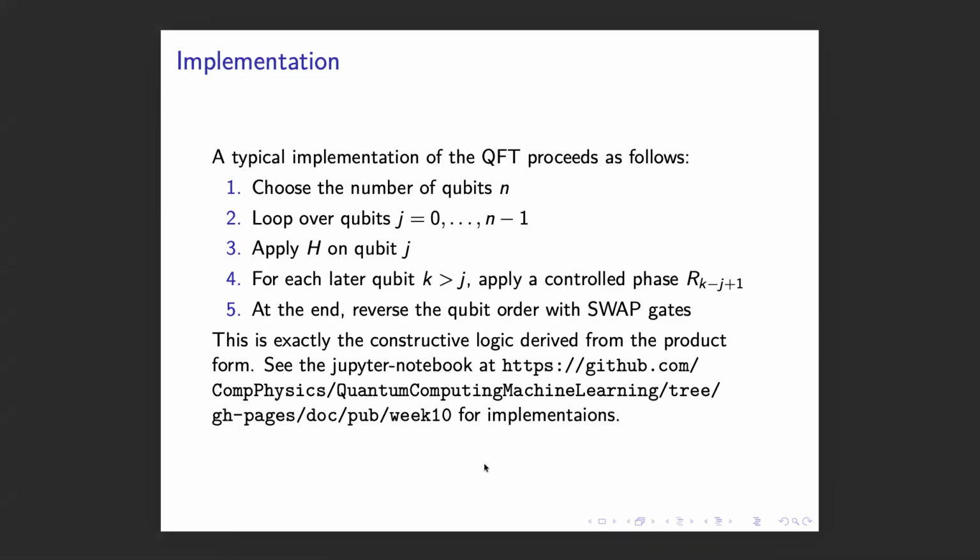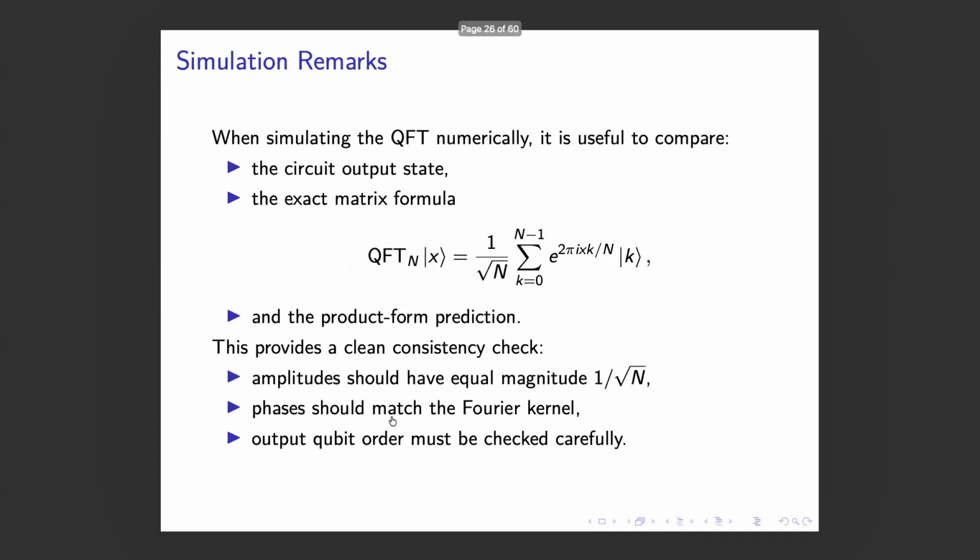A typical implementation: you choose a number of qubits, you loop over the qubits, you apply H on qubit j, and for each later qubit k larger than j, you apply a controlled phase gate, and at the end you reverse the qubits. And this is actually what we have. This kind of logic is the one which is implemented in these notebooks here. So take a look at them for implementations. In case you want to implement the QFT and the QPE, then clearly take a look at these codes.